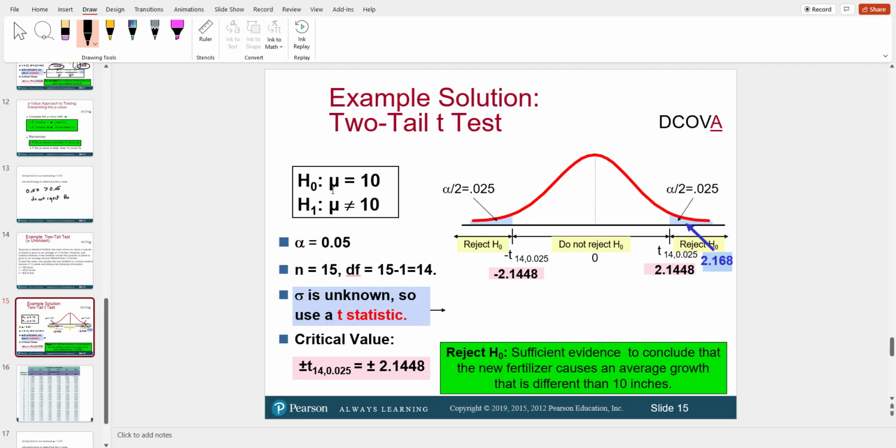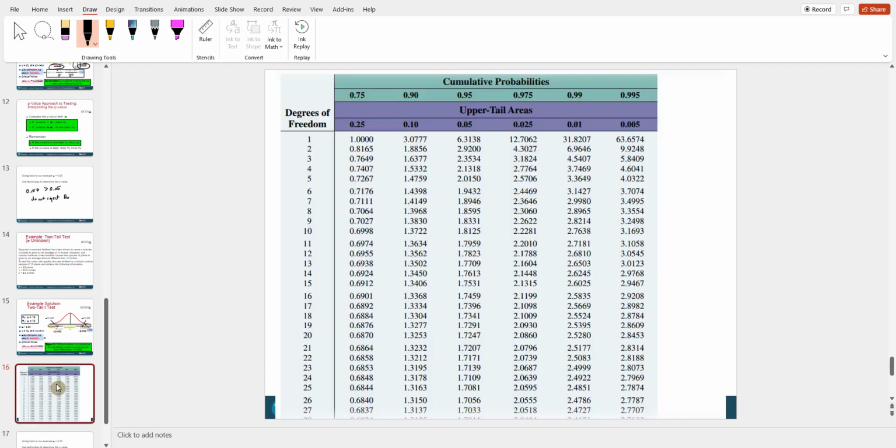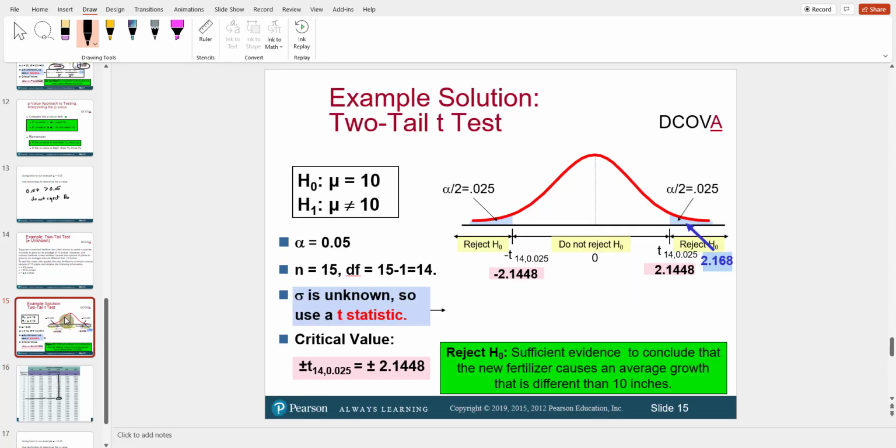Okay? So you're going to look in your table to figure out what are the t-values that cut off the non-rejection region from the rejection region. And since your degrees of freedom is 14, and you got the upper tail of 0.025, let's go ahead. We got this here and this here. So it meets up right here, 2.1448. So that's how I got these numbers here.